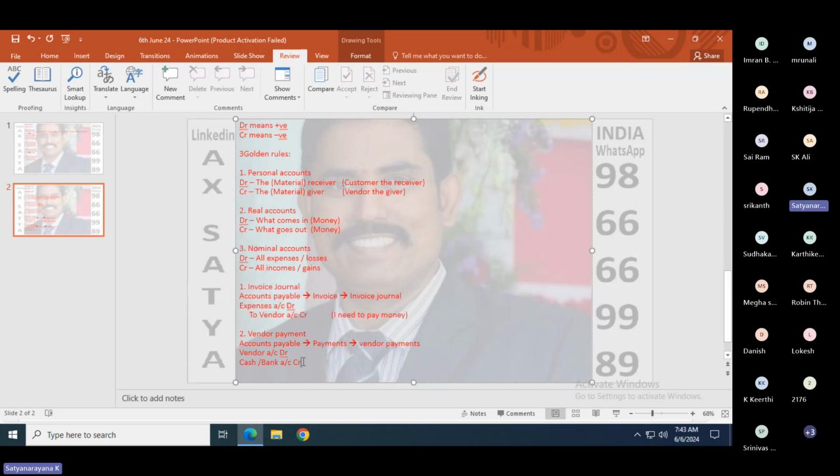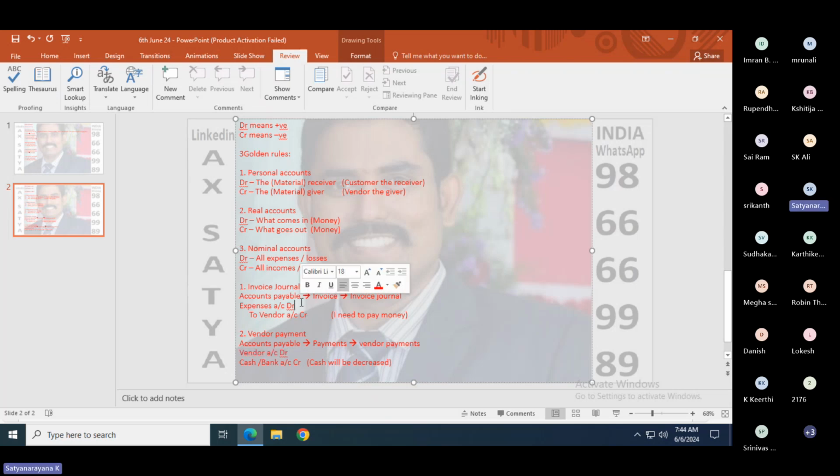And here I am paying money. If I am paying money, my money will be decreased. Cash will be decreased. Suppose I have 1,000 in my pocket. If I have given 25, it will become 975. That is minus. So at the time of invoice, vendor account credit. At the time of vendor payment, vendor account will be debited. So net balance is 0.